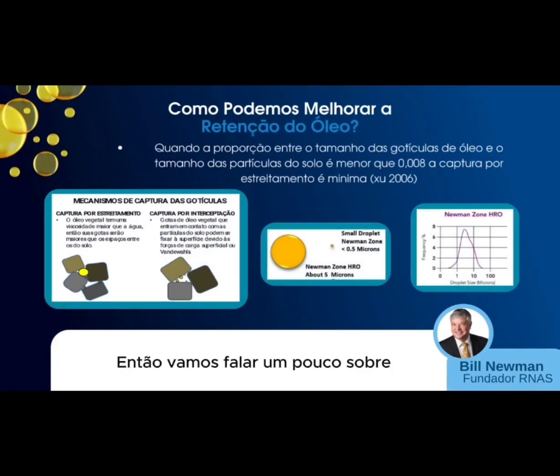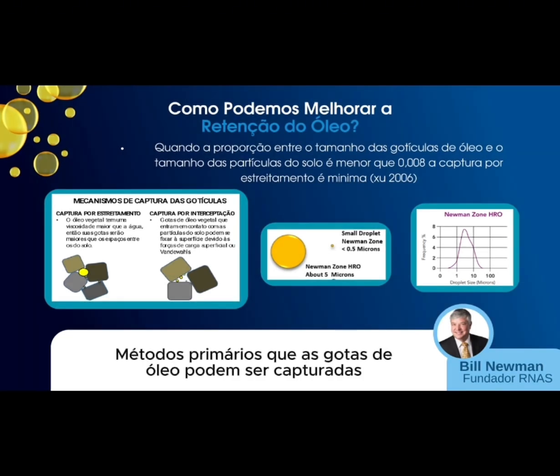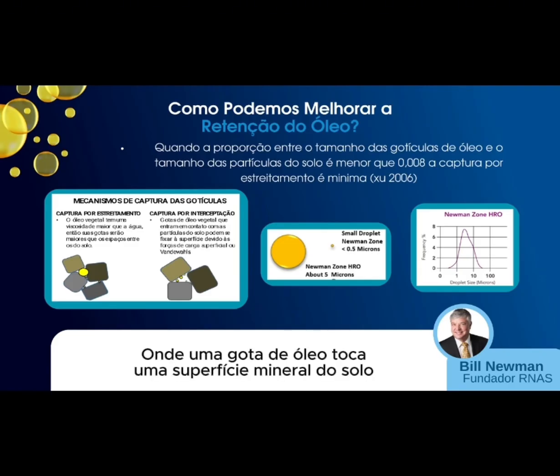So let's talk a little bit about the mobility of oil and water emulsions. There are two primary methods that oil droplets can be captured and retained. One is filtration, where if a large droplet tries to go through a smaller pore space, or it gets physically trapped in a little corner between soil particles, it's physically trapped. The other is interception, where an oil droplet touches a soil mineral surface and then it's attracted to that surface by an electrical charge or van der Waals forces. So it sticks and stays.